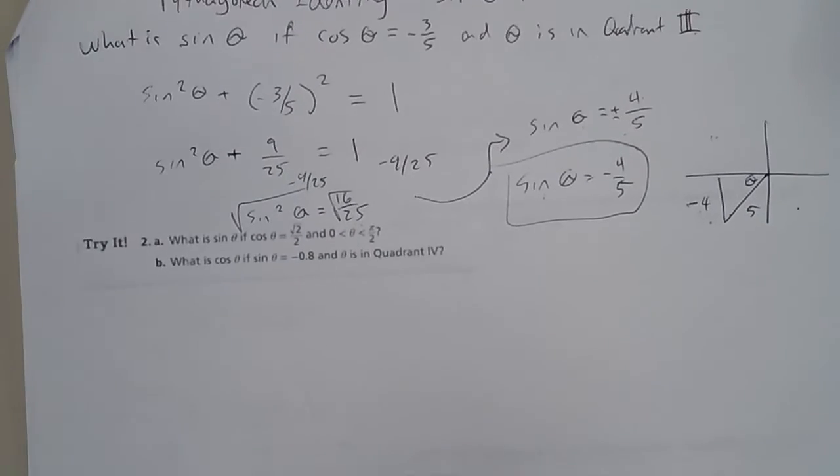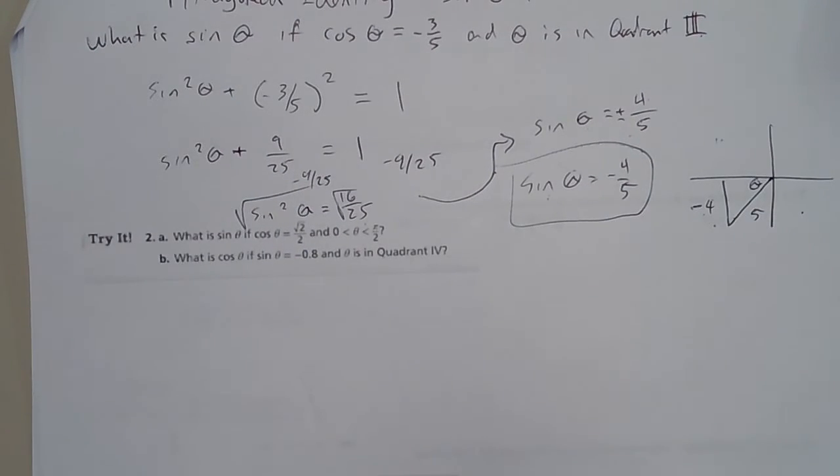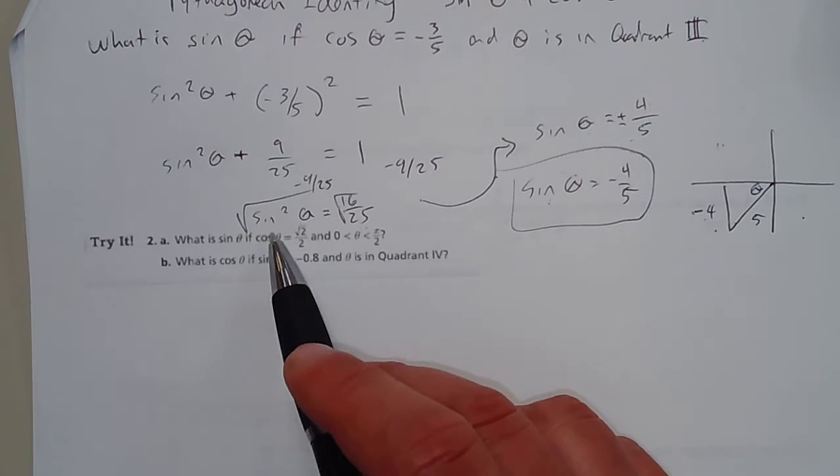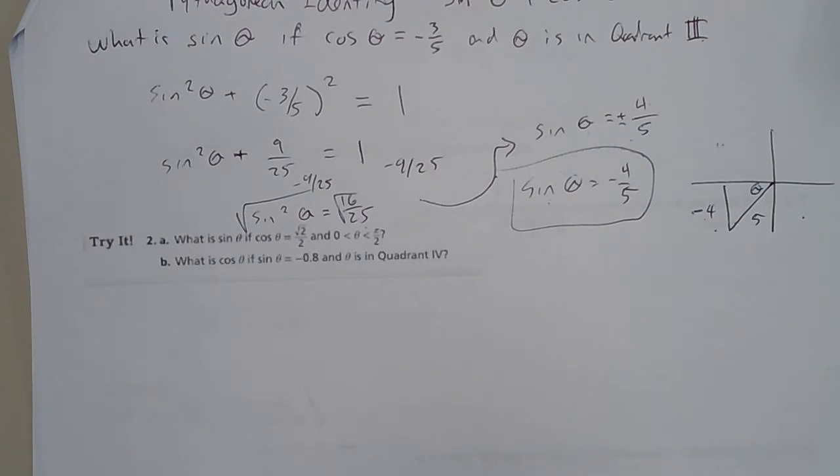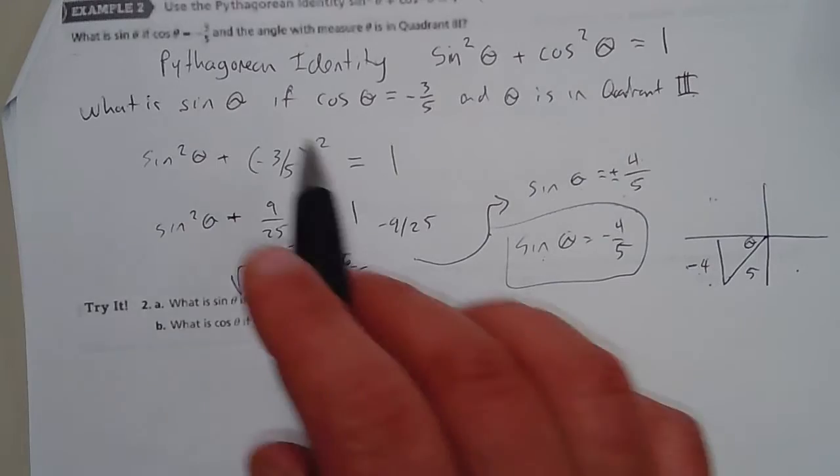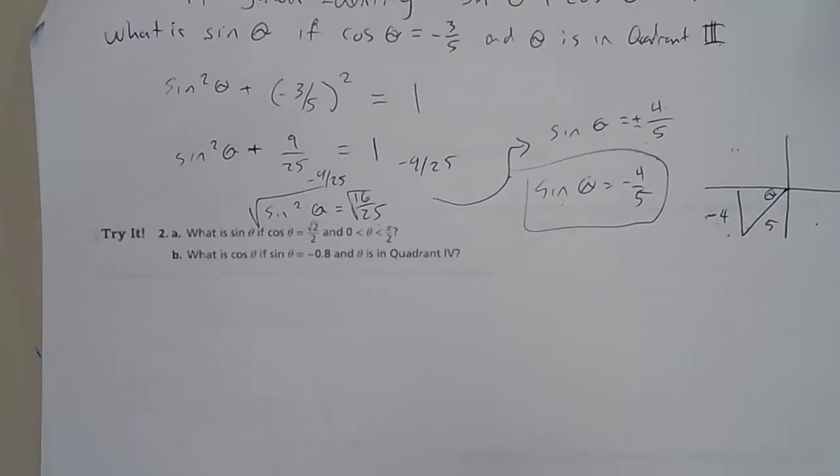All right, there's one more of the same type of problem here. So it says, what is sine if cosine is this? And we're going to do the same process. We're going to substitute it into the Pythagorean identity that we're given. So I'm going to write that and work that out.